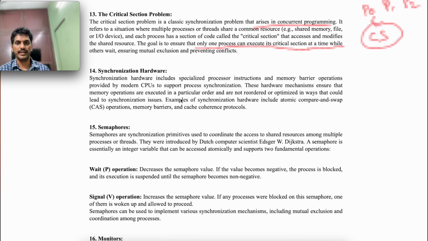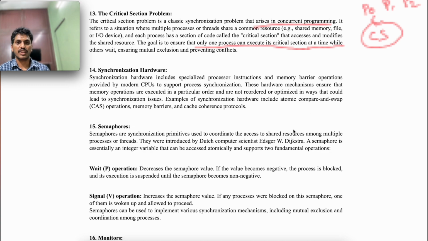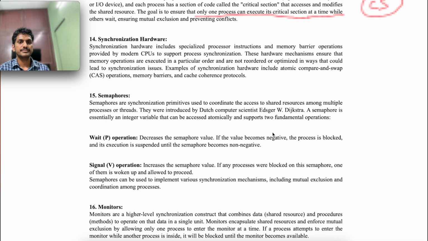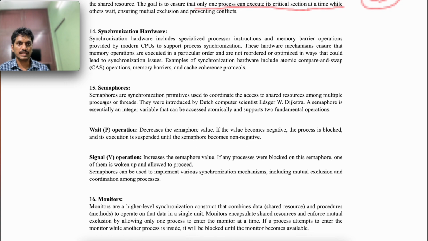Synchronization hardware. So what it is saying, instructions, barrier, operator support. Synchronization of hardware, this I don't know. I need to study more. It is also not important for exams. I did not prepare for that one.